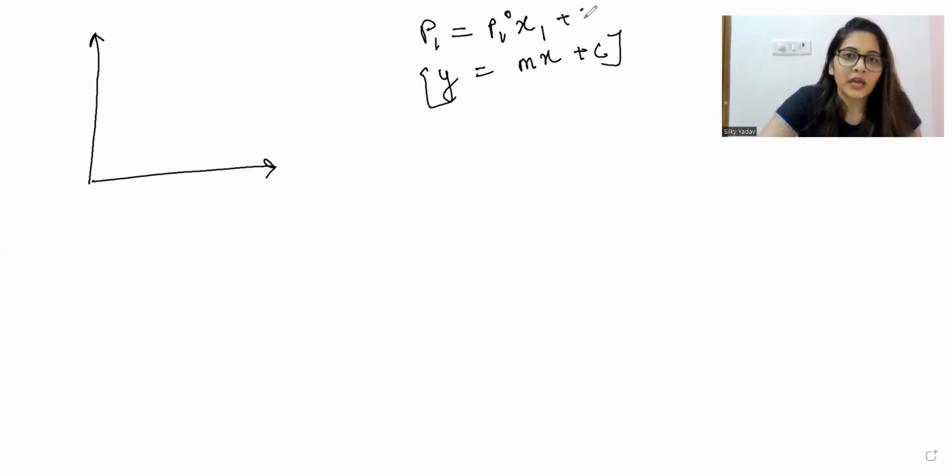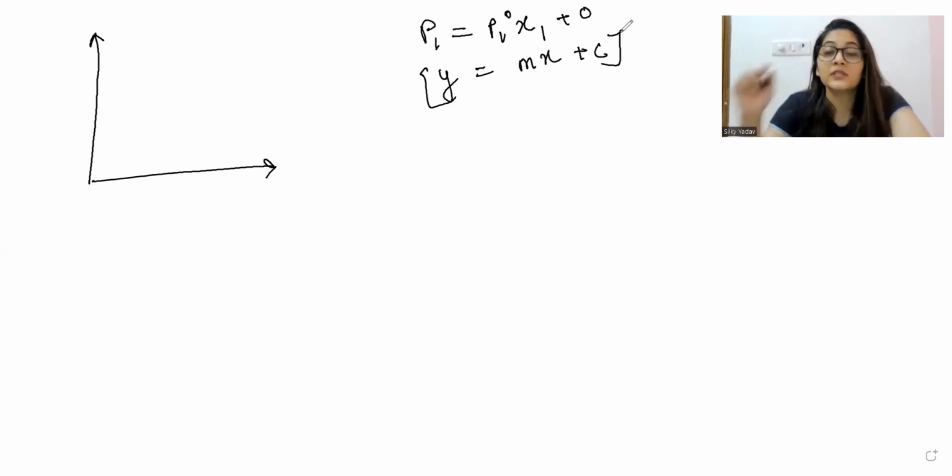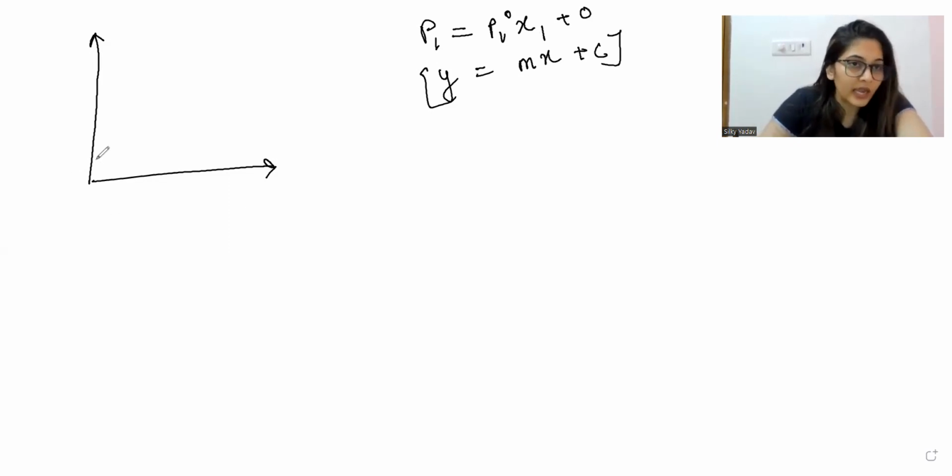So now we know that there is nothing about the c, right? That means c is 0. That means the intercept is 0. That means the line is not going to start from here. The line is going to start from the 0 point. That means from here the line will start.